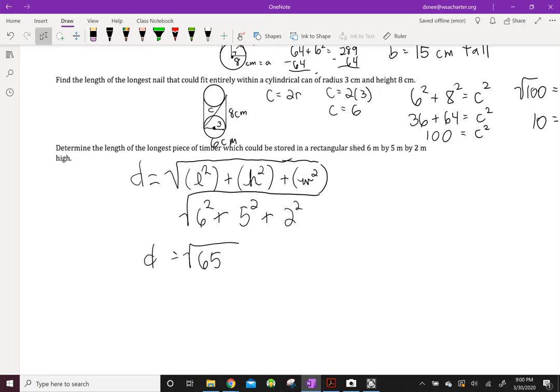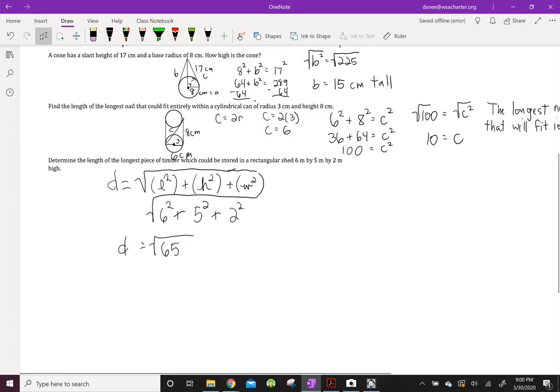So the square root of 64 is 8, and the square root of 65 is about 8.06. D equals 8.06 meters. 8.06 meters is the longest timber that will fit.